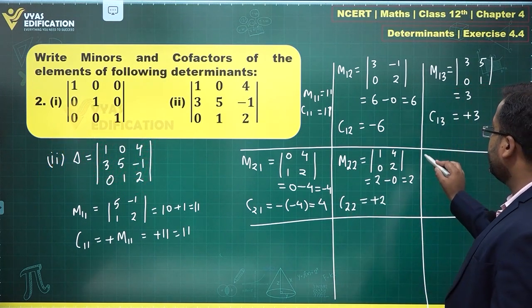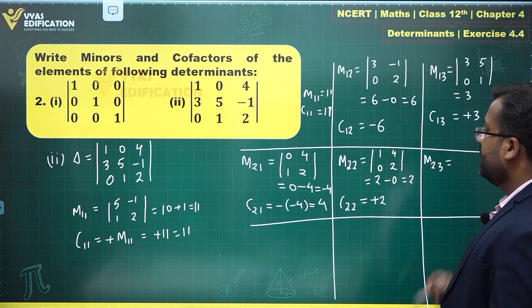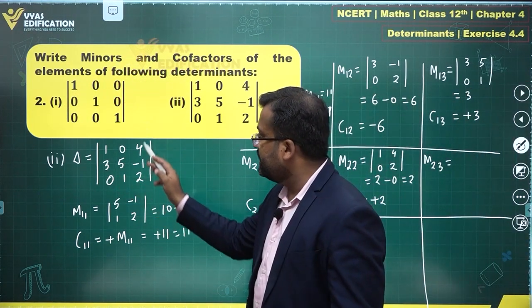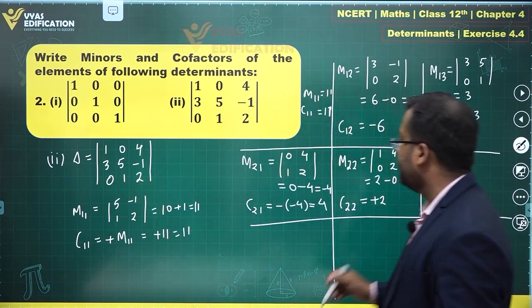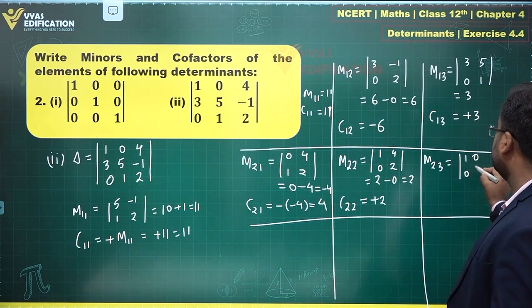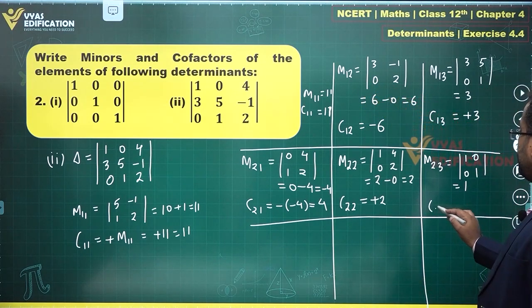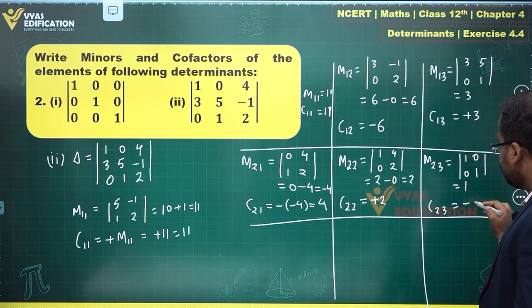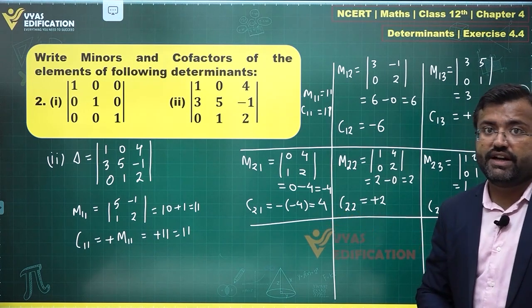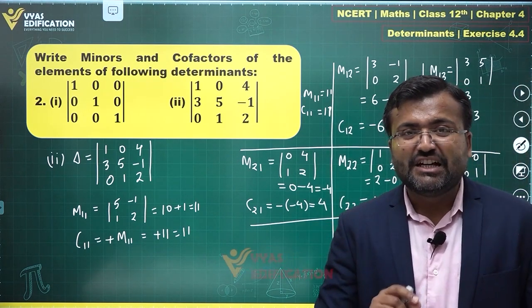What about M23? We'll eliminate the second row and the third column. What you get is 1, 0, 0, 1. And this value will be simply 1. C23 will have an extra minus, and this will become minus 1, right? The cofactor of the 2-3 element, right?